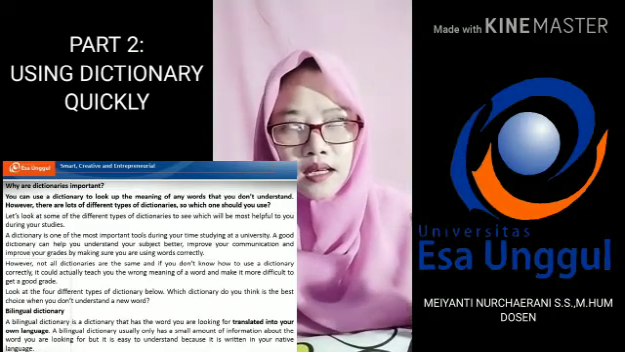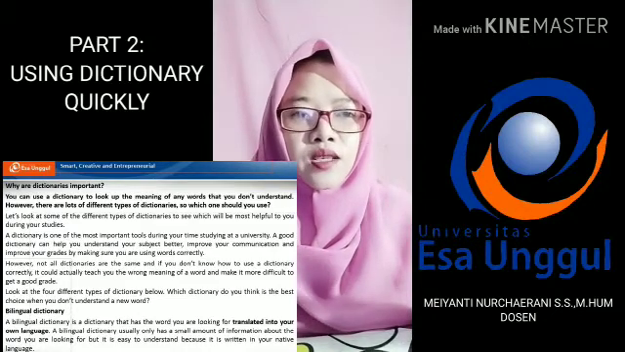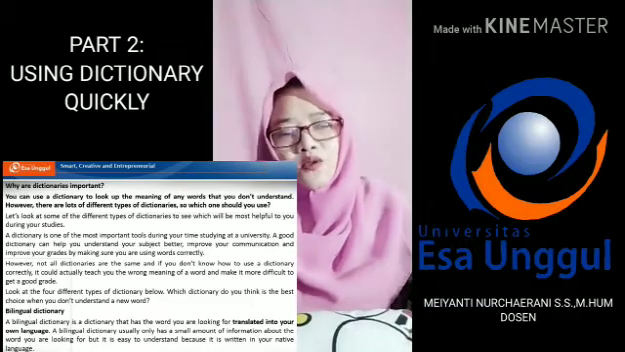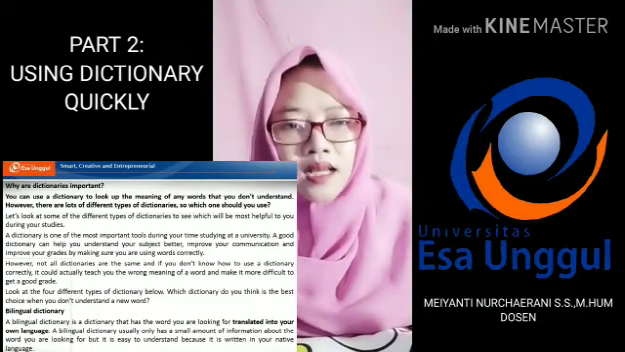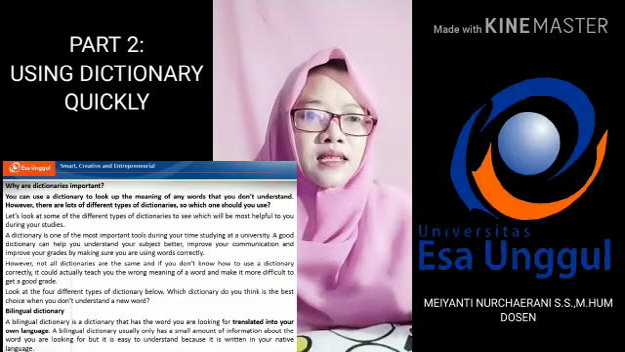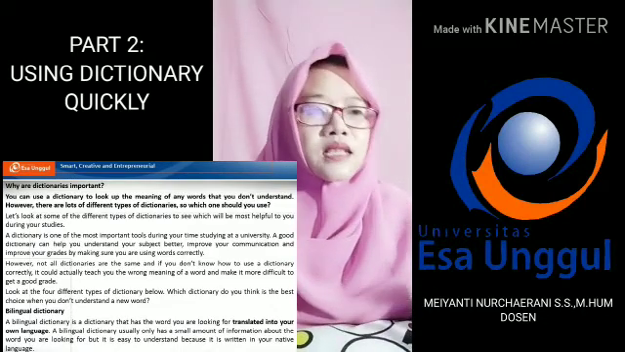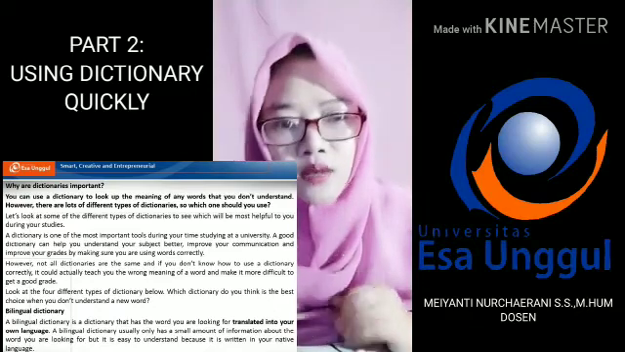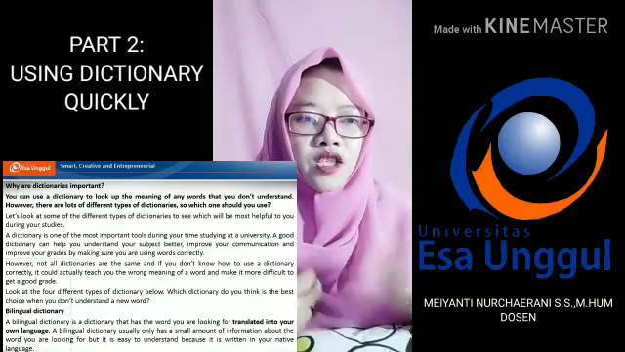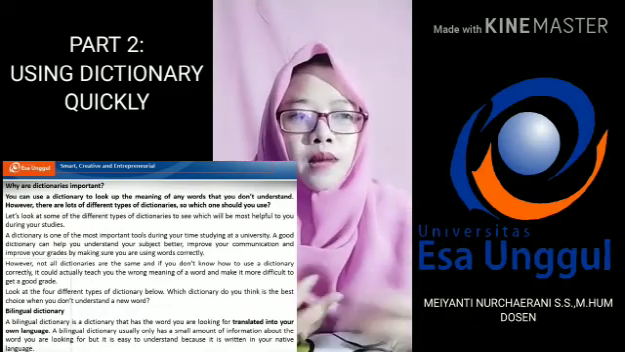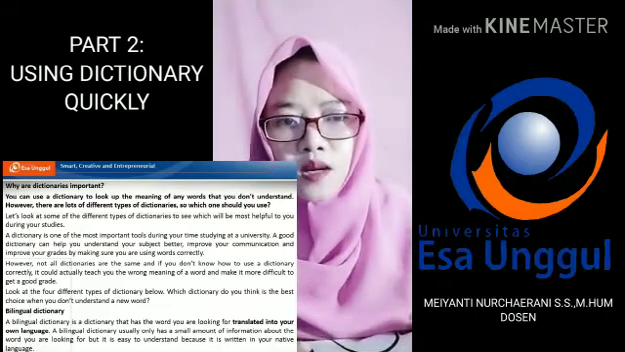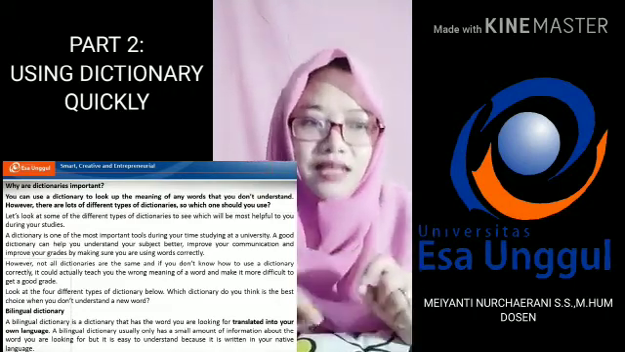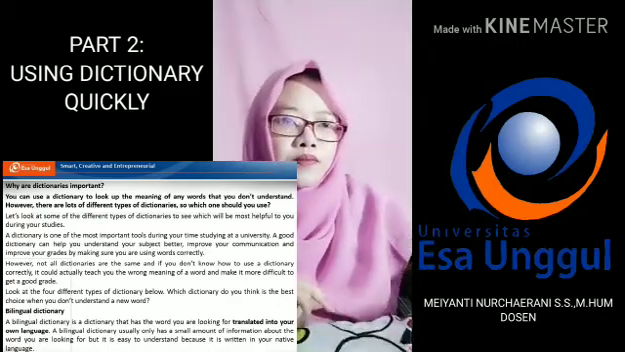Look at the four different types of dictionary below. Which dictionary do you think is the best choice when you don't understand a new word? Bilingual dictionary. A bilingual dictionary is a dictionary that has the word you are looking for translated into your own language. A bilingual dictionary usually gives only a small amount of information about the word you are looking for, but it is easy to understand because it is written in your native language.